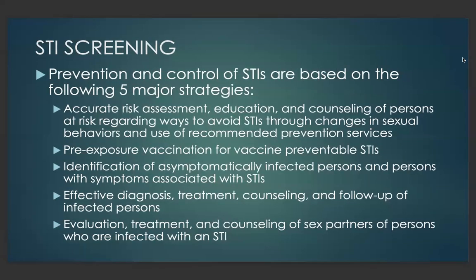There are 5 major strategies we can think about when trying to prevent and control for STIs. The first strategy consists of accurate risk assessment, education, and counseling of people at risk. The second addresses pre exposure vaccination for STIs that could be prevented by vaccines. The third identifies symptoms associated with specific STIs. The fourth addresses effective diagnosis, treatment, counseling, and follow up. And finally, the fifth strategy goes into the actual evaluation and treatment of the sexual partners of individuals infected with an STI.